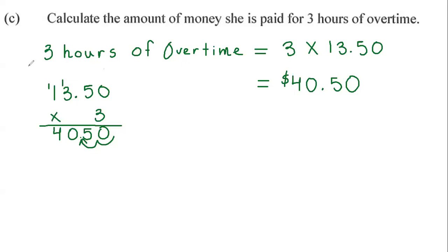Okay, good. So let's go ahead and do, I think it's the final question on this one. We already did her basic weekly wage. What was her basic weekly wage? 360. Very good. How much does she get paid for 1 hour of overtime? $13.50. Very good. How much is she paid for 3 hours overtime?